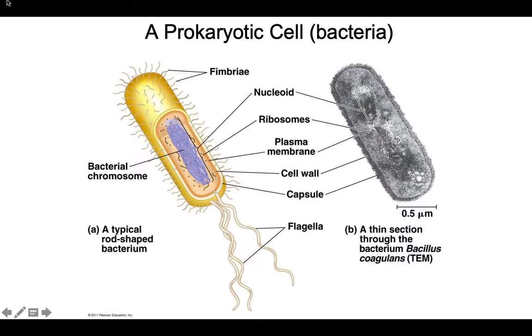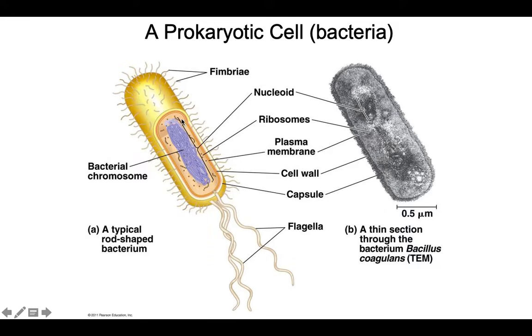So, prokaryotic cells have some structures that are going to be pretty consistent throughout. I don't need you to memorize every single one of these. I really just want you to start to get an idea of the shape of a bacterium. Bacteria are often cylindrical shapes, not always, but often. And they have these flagella, these tails coming out of the back.